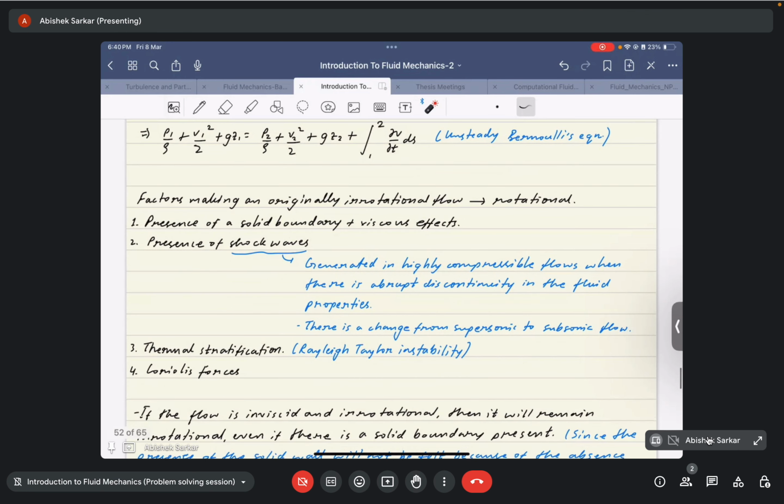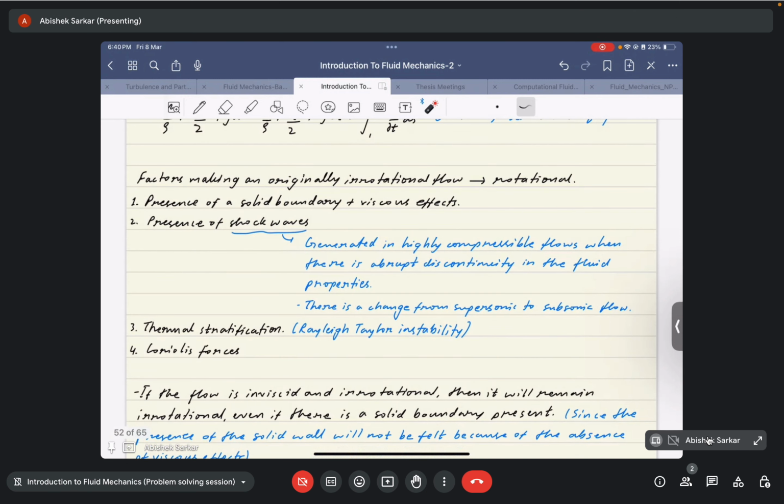So just a brief overview, because this topic was discussed in depth by Professor Chakraborty. For the sake of saving time, I will just give a brief overview or just read through it. So if you have any doubt, you can ask me. Professor Chakraborty discusses the factors that make an originally irrotational flow rotational. Like if the flow is initially irrotational, what are the factors that can turn the flow from irrotational to rotational? Okay. So Professor Chakraborty mentions that these are the following factors that may cause the irrotational flow to turn into rotational one. Okay, so first is the presence of a solid boundary or viscous effects.